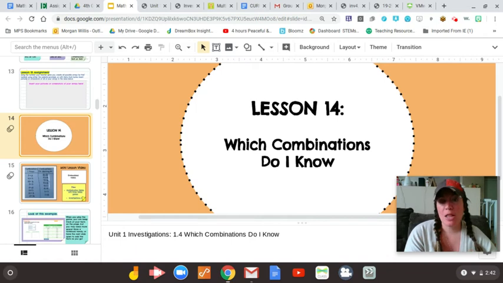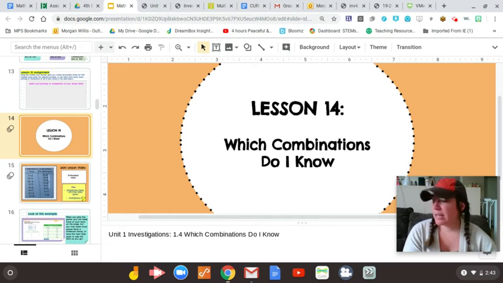All right, in our last lesson you were able to experiment with some arrays and figure out some of the dimensions of different arrays. If your teacher was able to show you examples from other students, you were able to compare some different numbers and how their arrays are different or the same. So today we're going to be looking at, again, which combinations do I know?